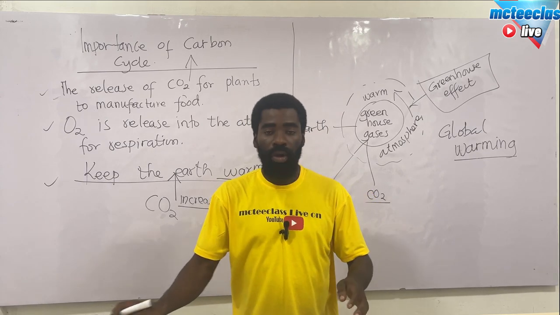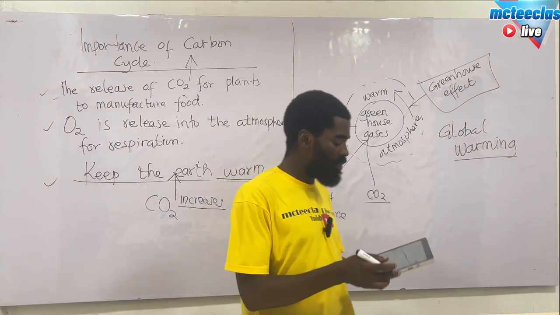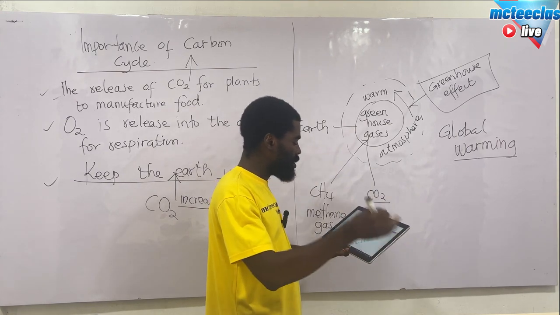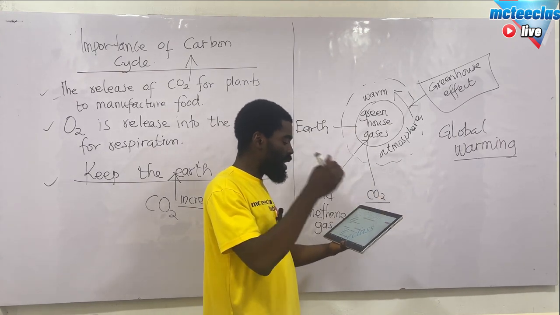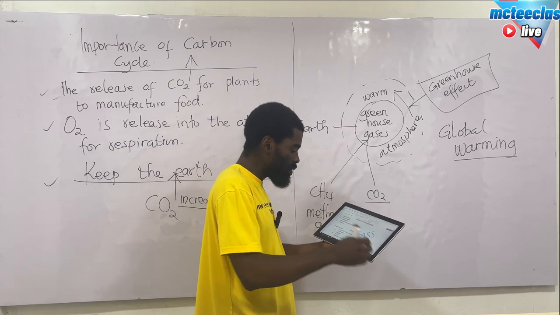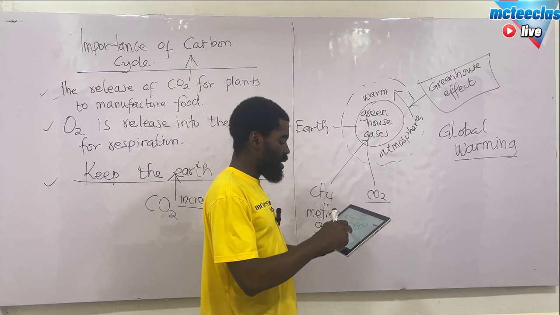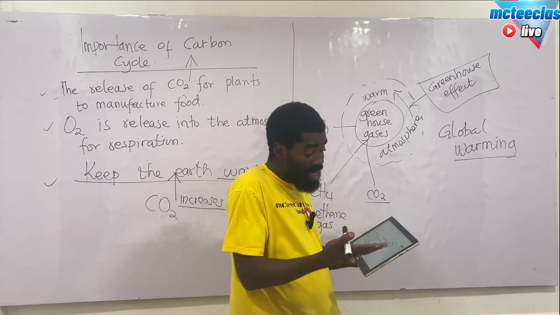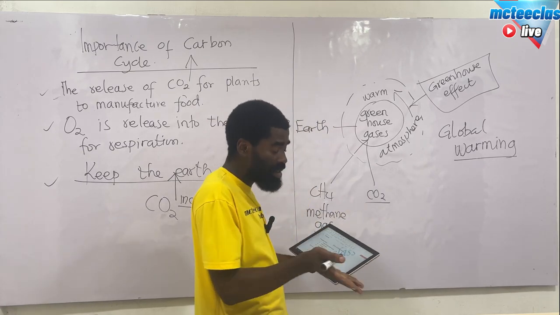Let's go once again. Causes of global warming, very simple: bush burning, industrialization, deforestation, the use of chlorofluorocarbons, then volcanoes can also cause that. Then we have effects of global warming. It can have a positive effect or a negative effect. So everything has a positive and negative side.